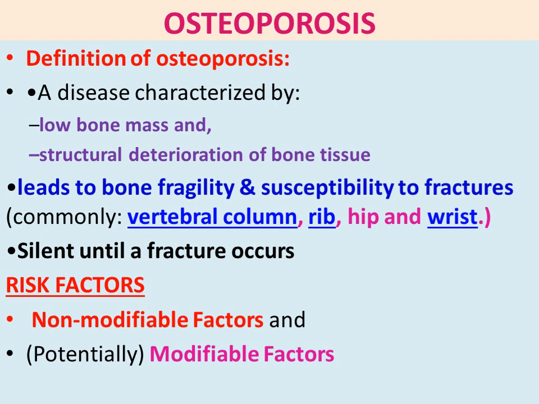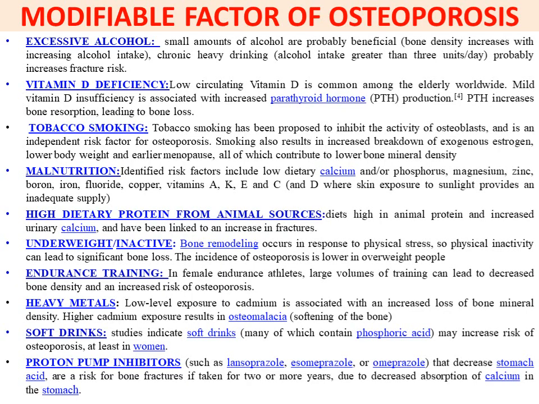Silent until a fracture occurs. So, any person who gets a fracture, only then do we come to know he is suffering with osteoporosis. Until a fracture happens, we can't identify it; osteoporosis is a slow process. Risk factors: non-modifiable factors and modifiable factors. So, two types of factors affect etiology.